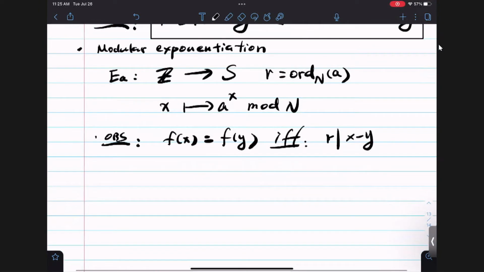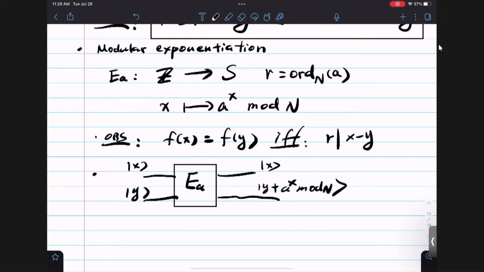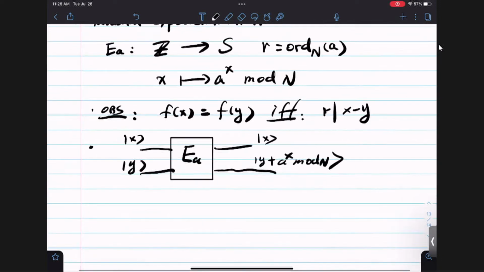And then this modular exponentiation can be computed efficiently, and we can turn that into an efficient quantum circuit as well. So we're going to treat this as a unitary implementation of the function E sub A. So we have ket x, ket y, and it will give us ket x, and then computing A to the x mod n into the output register. So this can be implemented efficiently.